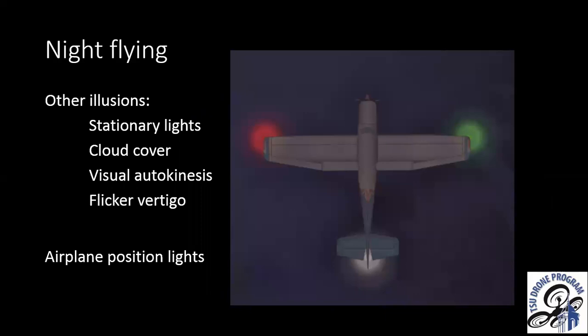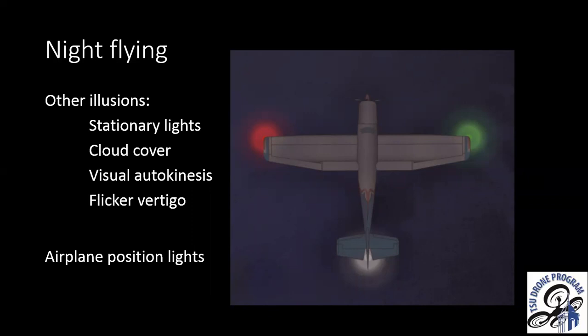And then we've also got some other sorts of illusions that are out there. And I've got them listed here: stationary lights, cloud cover, visual autokinesis, and flicker vertigo. And so on a clear night, distant stationary lights can be mistaken for stars or other aircraft. With cloud cover, cloud layers can actually create a false horizon.